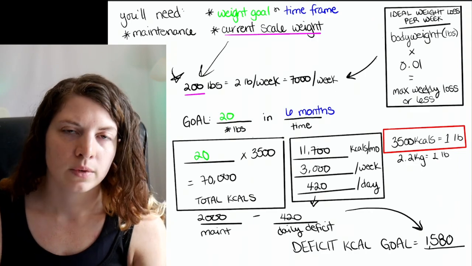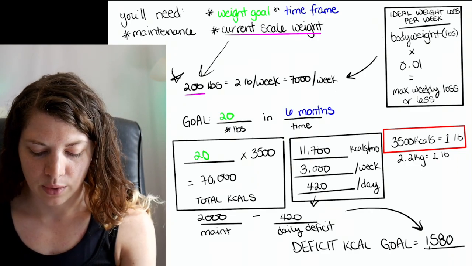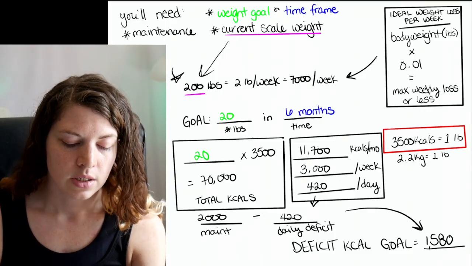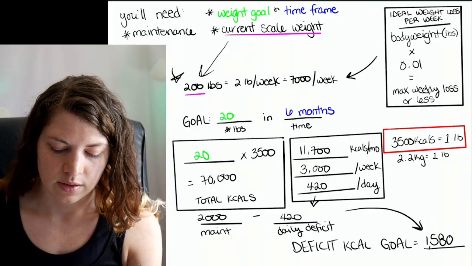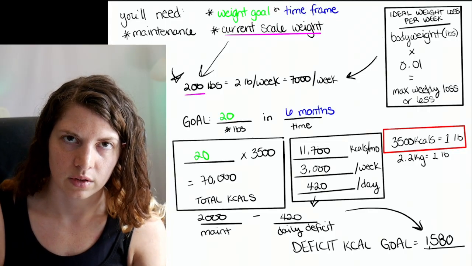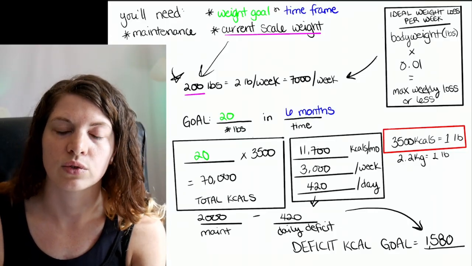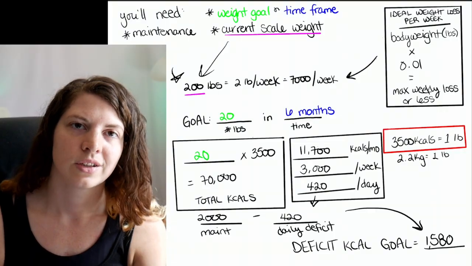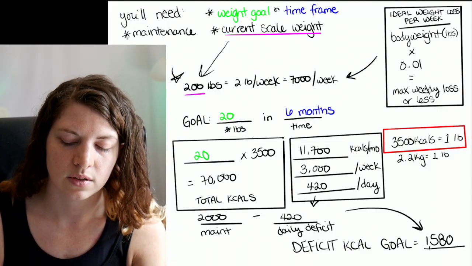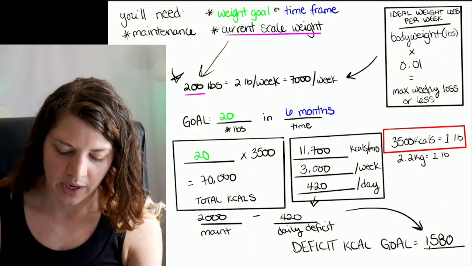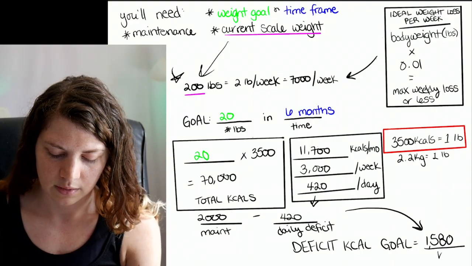If you are using kilograms, know that there are 2.2 kilograms per pound. So I recommend converting things to pounds in order to do this, because that's what I have. 3,500 calories is also equal to 2.2 kilograms. So you'd switch out those numbers as you go along. But in this example, we have the 1,580 calories.